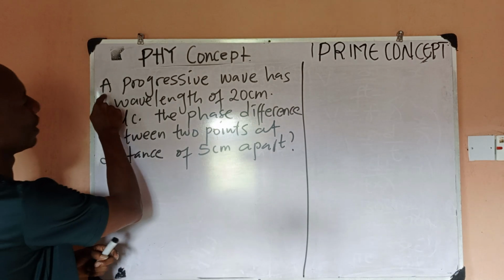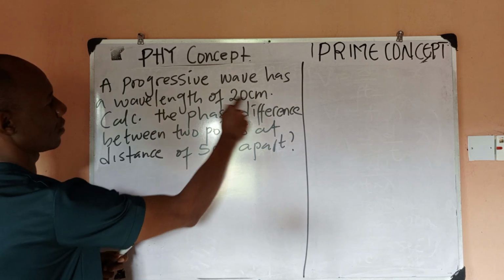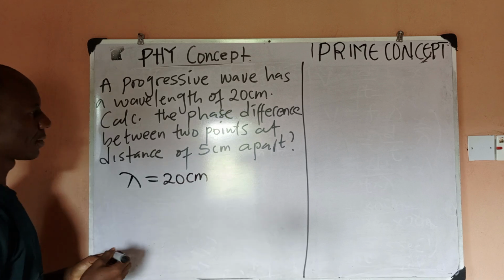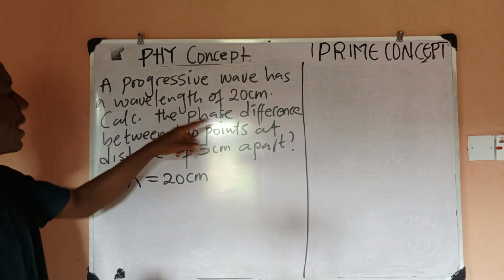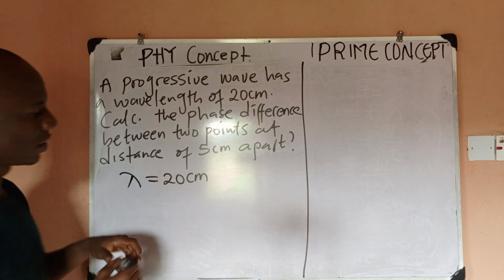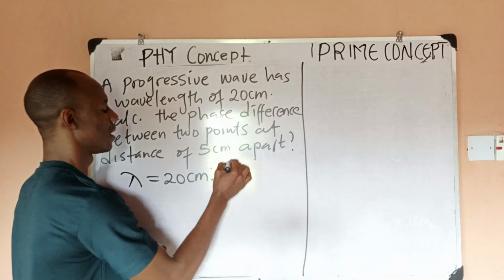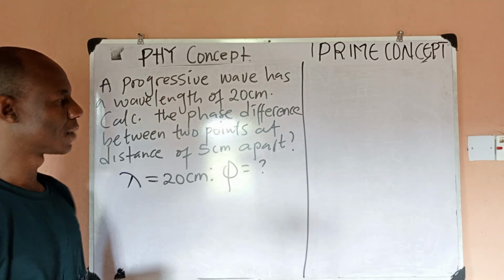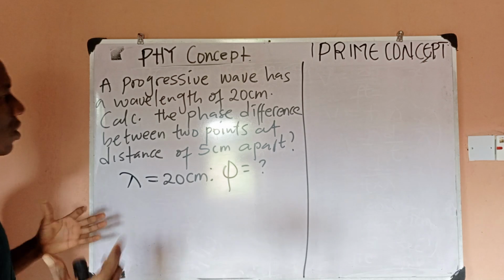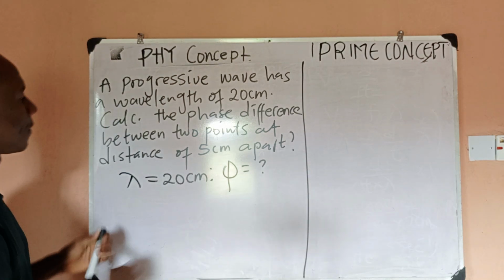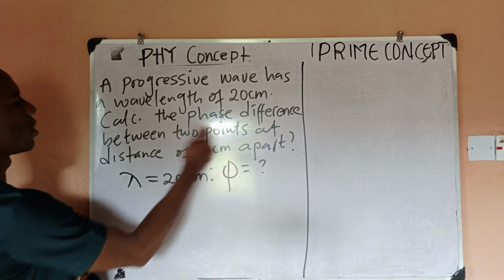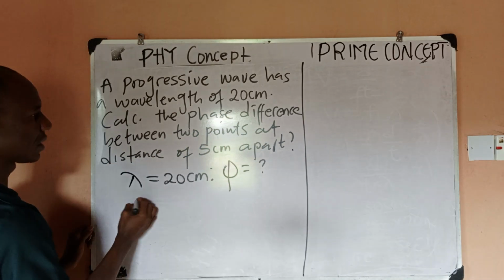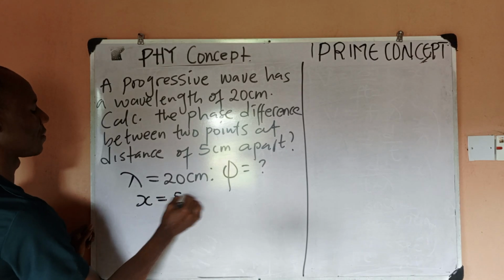Now, let's see. A progressive wave has a wavelength of 20 cm. So our wavelength given is 20 centimeters. It said calculate the phase difference. And what is the symbol for phase difference? Phase difference is denoted with this symbol. And remember, phase difference is an angle, right? So it's the difference in angle between two waveforms that are displaced from each other. Now calculate the phase difference between 2 points at a distance of 5 centimeters. So the distance of these two waves is x, which is 5 cm.